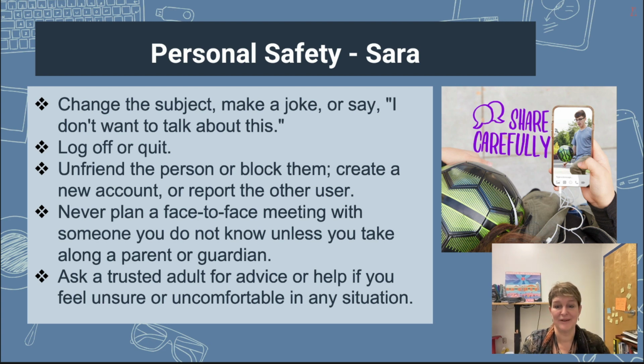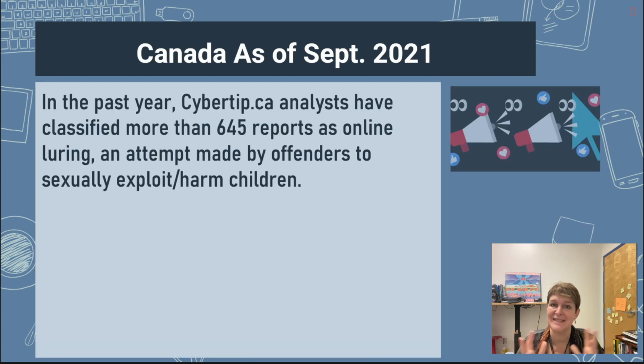This is super important because in Canada and all over the world, online grooming and personal safety is becoming an increasingly more serious issue with the increased use of online chatting. Let's see what's happening in Canada based on a report that came out in September 2021. In the past year, cybertip.ca analysts have classified more than 645 reports as online luring, which is an attempt made by offenders to sexually exploit or harm children.